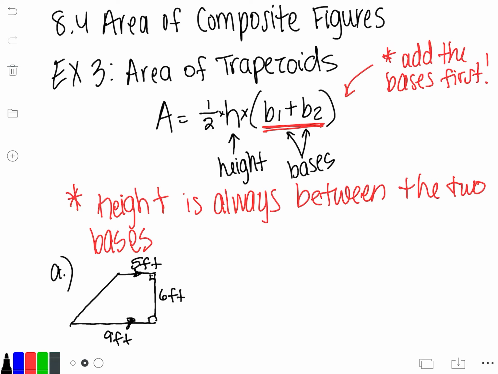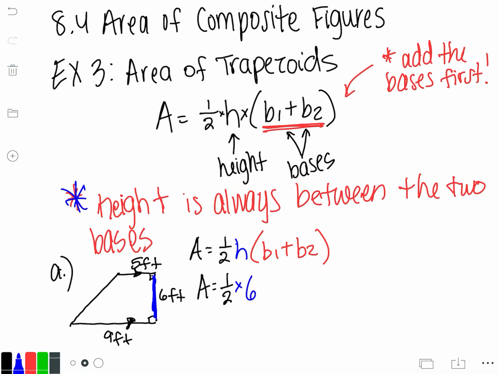So I'm going to write our formula again. I think I'm going to try to color code it too. So we've got 1/2, I'm going to make the height blue, times the height, times the sum of the bases. I'll make the bases red. Okay, so again, your height is always between the two bases. So that means that 6 feet has to be the height. So right now I've got A equals 1/2. You're going to plug in 6 for the height. And then your bases, that means that 5 and 9 have to be your bases. So I'm going to write down 5 plus 9. It does not matter which one you write first. You could write 9 plus 5 if you want. You'll get the same answer.